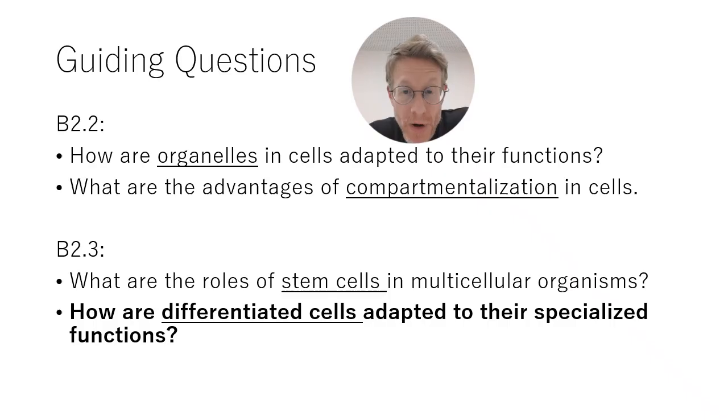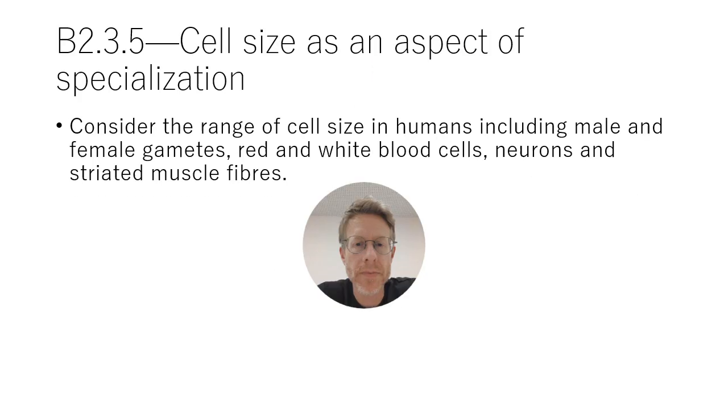Okay, we're almost there. So we're coming down now to the second part of B2.3, which is about differentiated cells specifically, and just running through several examples of the diversity of cells that exist. We're looking at humans mostly here, and how they're specialized to specific functions. All right, the first thing to talk about is cell size.